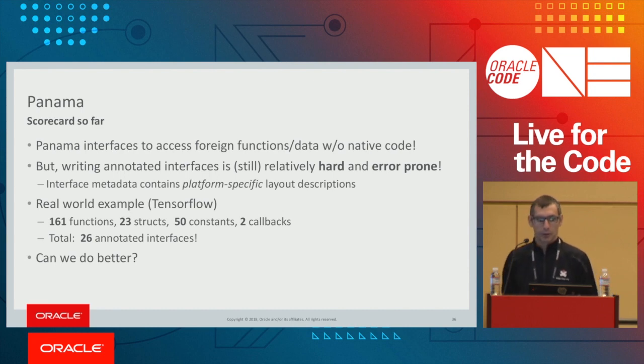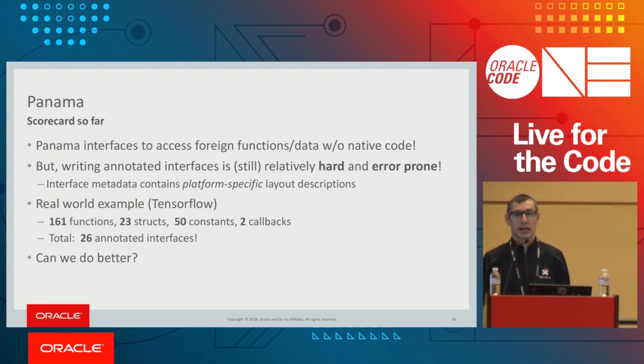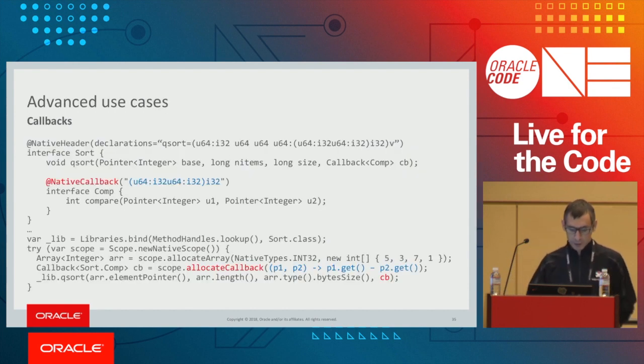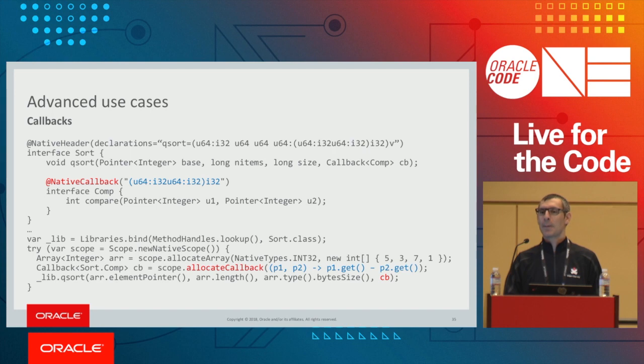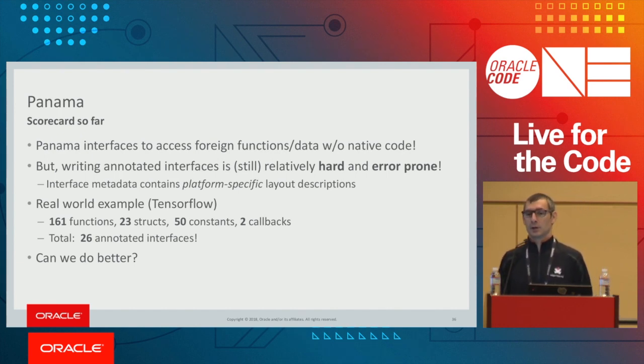So how is Panama doing so far? Well, I hope I showed you that annotated interfaces are expressive enough to model quite a lot of stuff without using native methods. The workflow is definitely simpler, but there's still something that is not truly convincing me. We've seen all these interfaces, like here. There's a lot of platform-dependent details that go into writing those annotations. And if you imagine trying to port an entire library using this, for example, TensorFlow has 161 functions. So you have to write 161 annotations like this with platform-dependent details. It's very easy to get it wrong, and if you get it wrong, the binder will crash. It's not the story that we want to sell to users.